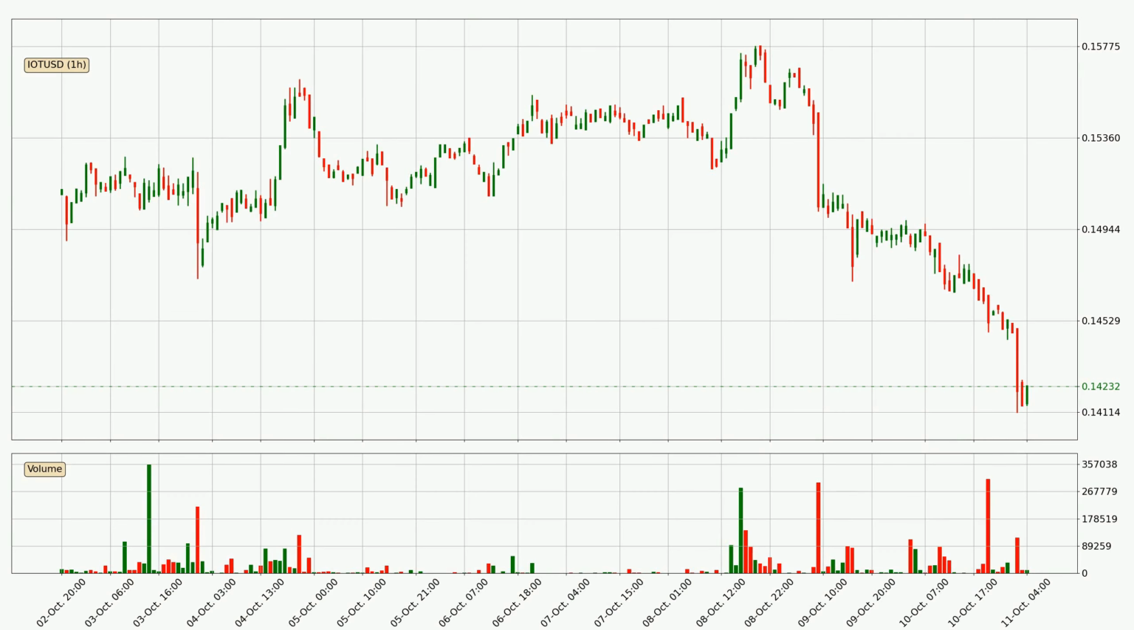Today, find out how the price of IOTA has changed and what the technical indicators SMA, Divergence, Stochastic, RSI and MACD show. If you are unfamiliar with the indicators, check out the explanation videos below.